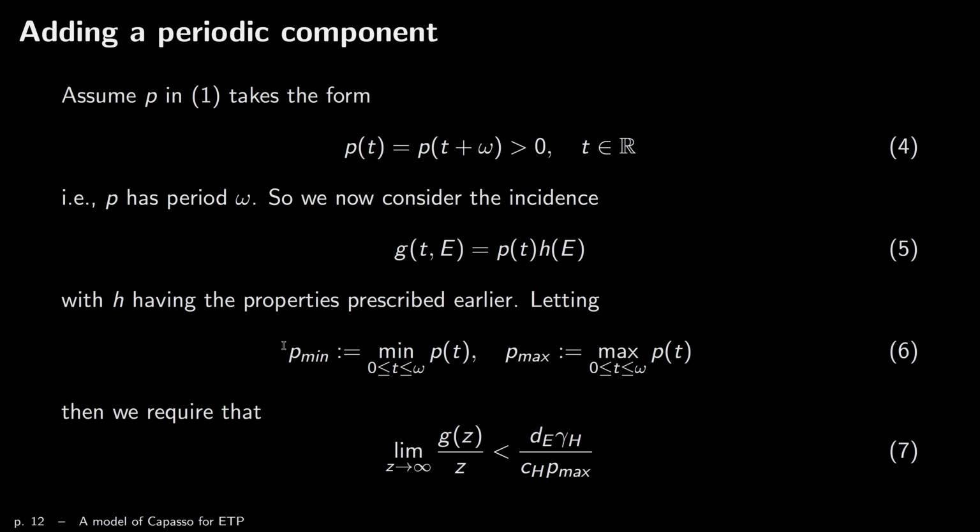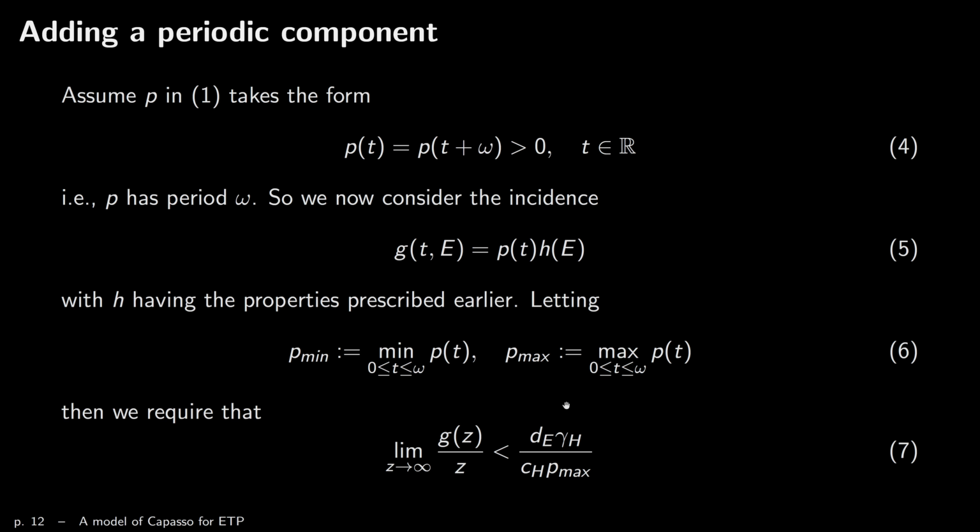So in that case, what he does is he looks at the incidence as being of this form. So like before, except that we now call it H of E, but we multiply by a P of T, so this is a periodic function. And then we define two quantities: the minimum value of P of T over one period and the maximum value of P over one period.